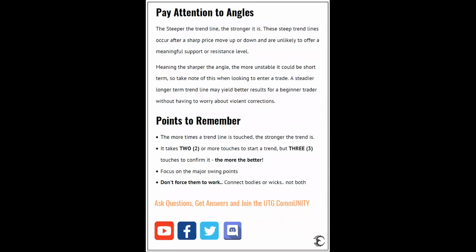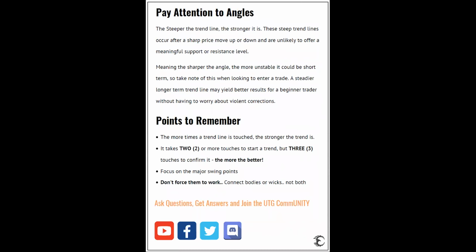So pay attention to your angles as well. The steeper the trend line, the stronger the trend is. These steep trend lines occur after a sharp price move up or down and are unlikely to offer a meaningful level of support or resistance. So meaning the sharper the angle, the more unstable it could be short term. So take note of this when looking to enter a trade.